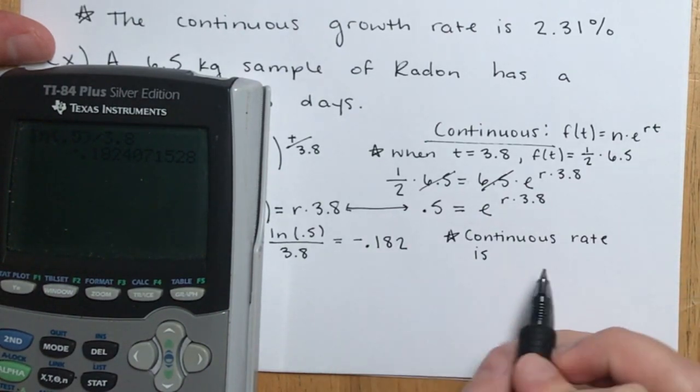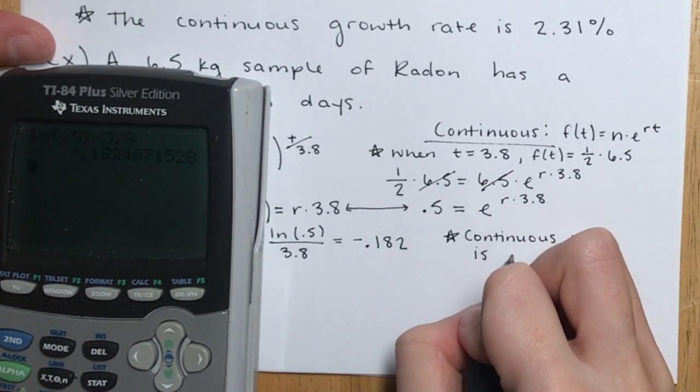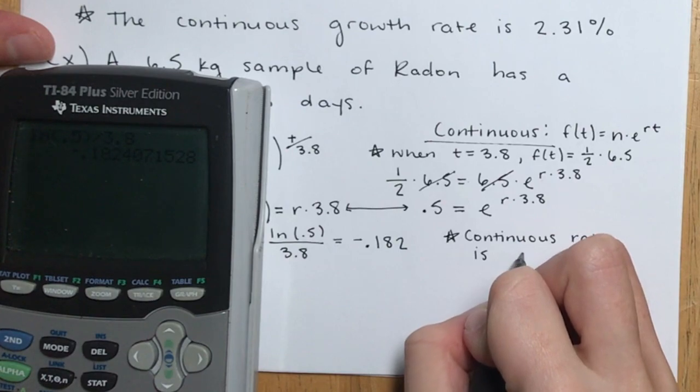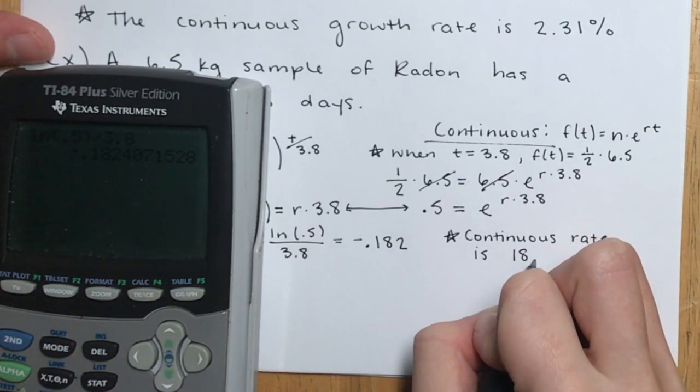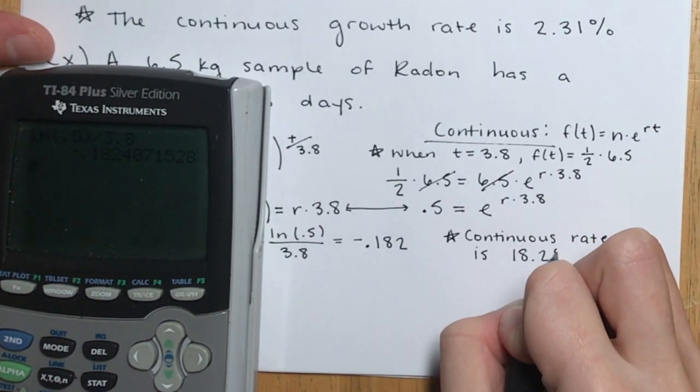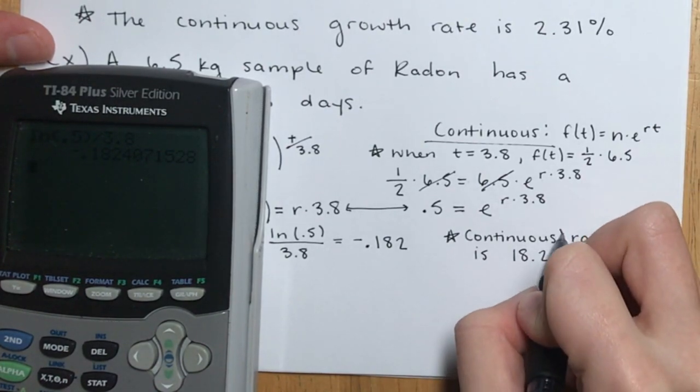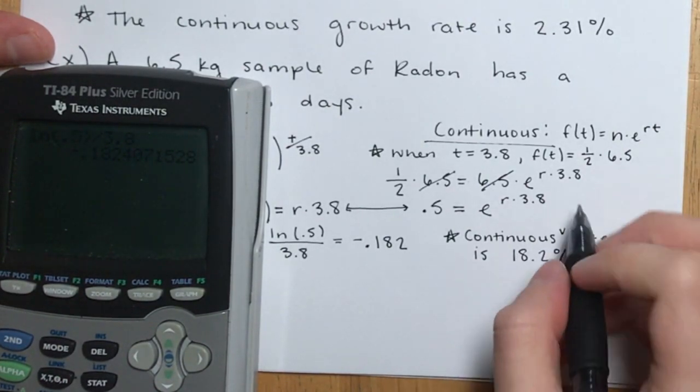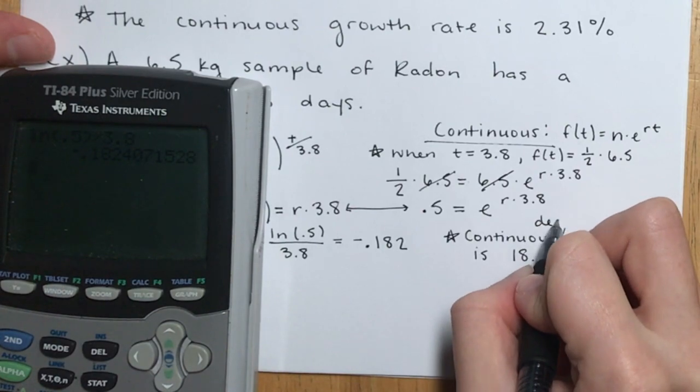It means that we move that decimal place over, we get 18.2% continuous decay rate.